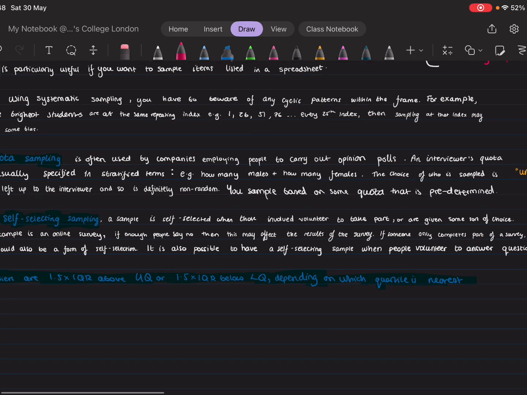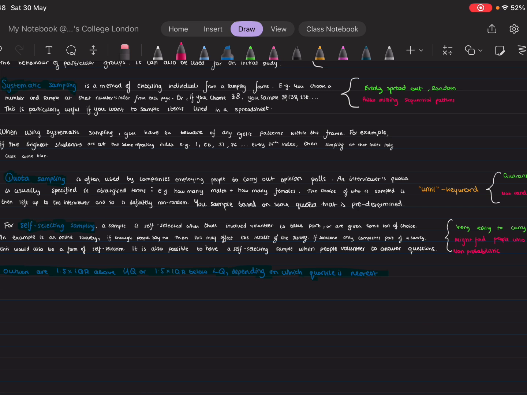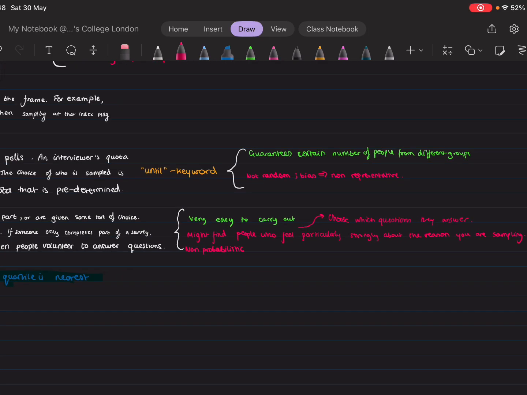For self-selecting sampling, a sample is self-selected when those involved volunteer to take part or are given some sort of choice. An example would be some sort of online survey where people very much put themselves forward to be within the sample. It's very easy to carry out because you just wait for the sampling units to roll in.